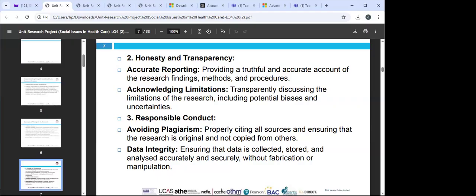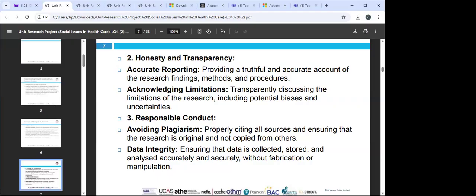Limitations in terms of what? Limitations in terms of data gathering, what you went through. You name them and all that. You need to ensure that you have mentioned those limitations.